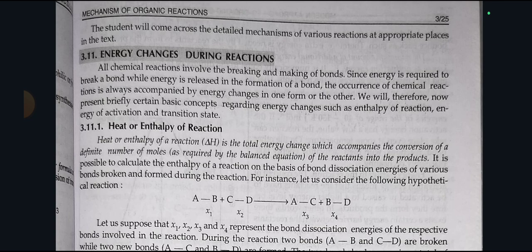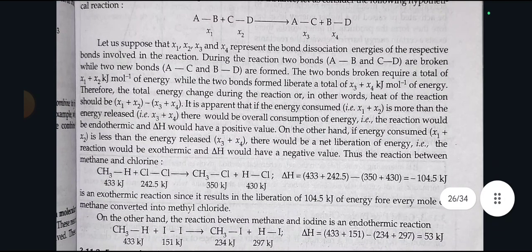Heat or enthalpy of reaction, delta H, is the total energy change which accompanies the conversion of a definite number of molecules, as required by the balanced equation, of the reactants into the products. It is possible to calculate the enthalpy of a reaction on the basis of bond dissociation energy of various bonds broken and formed during the reaction. For instance, let us consider the following hypothetical reaction. AB (x1) plus CD (x2) gives AC (x3) plus BD (x4).